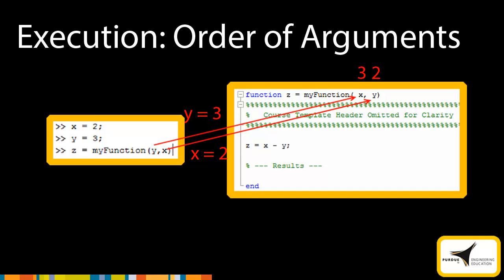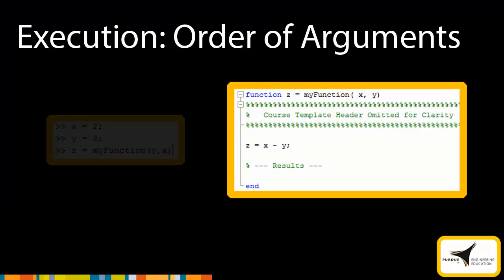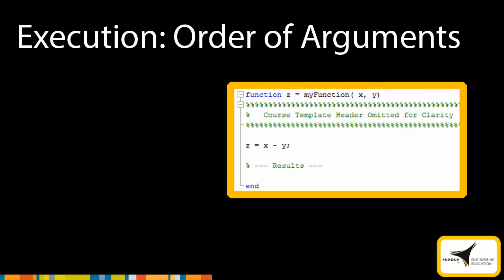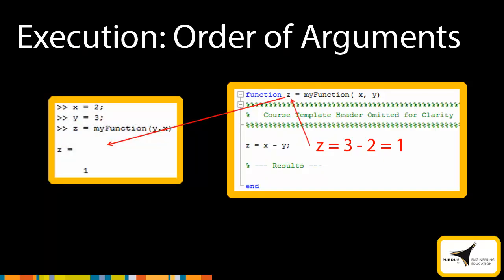Remember, variable names have no effect on user-defined function calls. Only the order of the input arguments has an effect. The value of z is then found to equal 1, which is returned to the command window as an output of the user-defined function. This example demonstrates how important the order of input arguments is to proper execution of a user-defined function.